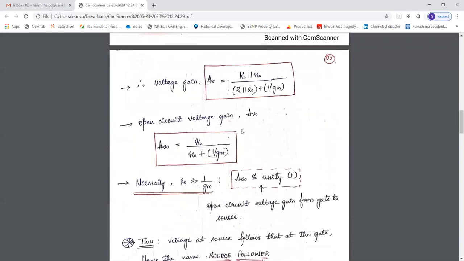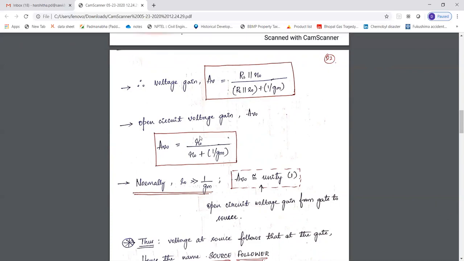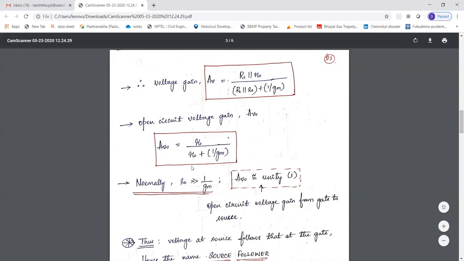And next is the open circuit voltage gain. After finding the voltage gain, we should find out the open circuit voltage gain. Open circuit voltage gain means the load resistance will be eliminated or neglected, so it will be equal to infinity. This open circuit voltage gain is now indicated as Av0. Av0 will be equal to, remove this RL. To put it in simple terms, just don't write this RL here, write all the other terms. So R0 by R0 plus 1 by Gm, because RL is absent, because it is open circuit voltage gain.